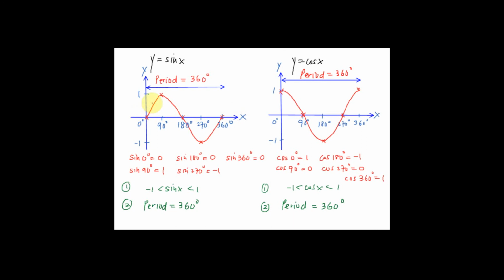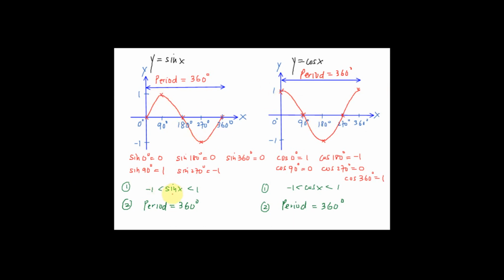Sine always starts from 0 to 1, back to 0, to -1, back to 0. For cos x, it starts from 1 to 0, then to -1, back to 0, and then back to 1 again. In the exam, 1 mark will be given for the pattern of the curve.